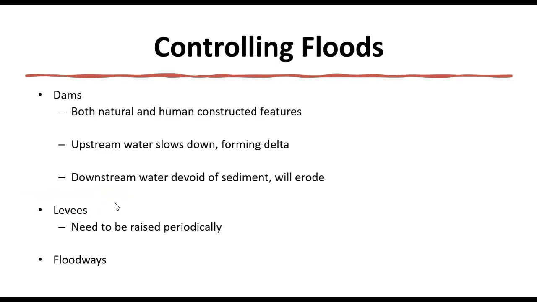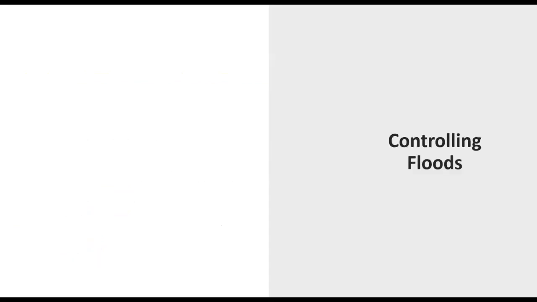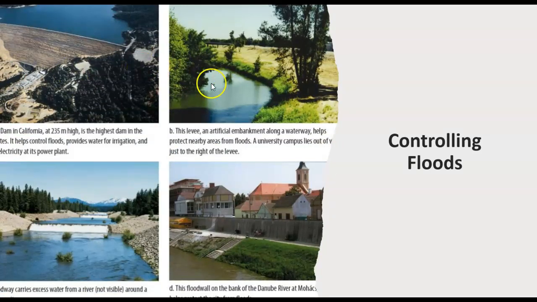Levees, we build levees or make them taller. That can help. Or floodways, where we allow certain areas to be flooded or funneled, so we channel some of the water in different locations. And so here's some examples. Hopefully they're not too cut off, but some dams, some levees built up on the side here, or some flood walls, or specific canals that we've built to allow the water to move and go to certain locations.